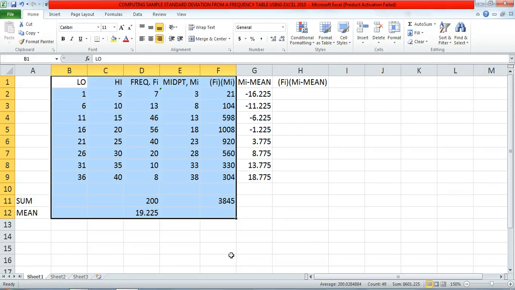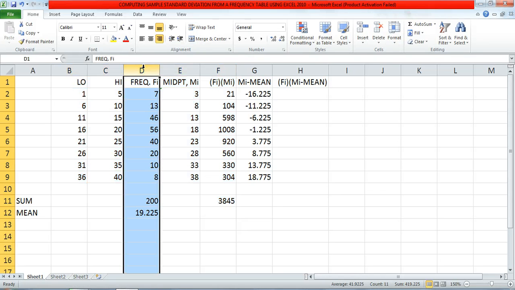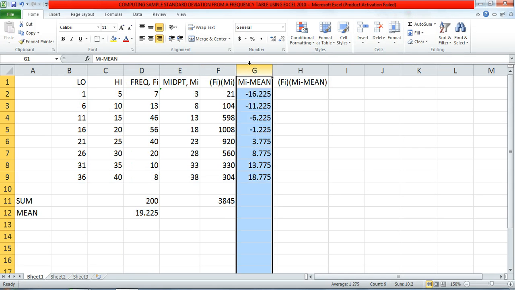Okay, so this is part 2 of computing standard deviation for my frequency table. Alright, so last time, in part 1, we left off here. Okay, so let's continue. What we are going to do is multiply this frequency Fi by the respective deviation.